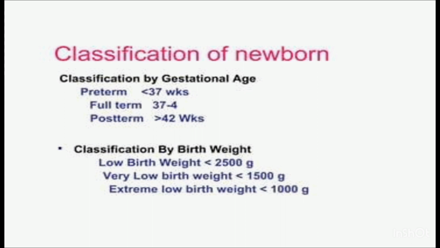Classification by gestational age. A newborn delivered before 37 weeks of gestation is called preterm. Full term is delivery within 37 to 40 weeks of gestation, and postterm is delivery after 42 weeks of gestation. Classification by birth weight. Low birth weight babies are less than 2500 grams, very low birth weight babies are less than 1500 grams, and extremely low birth weight babies are less than 1000 grams.